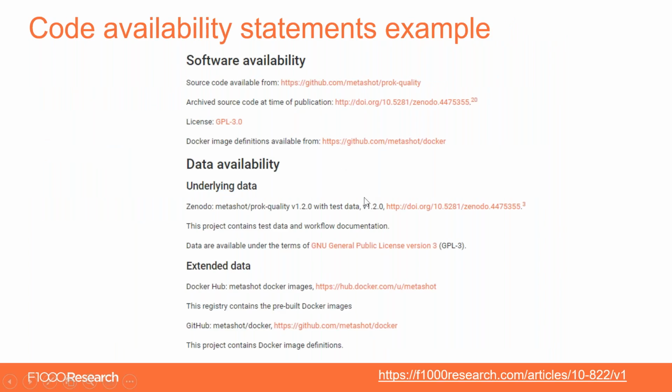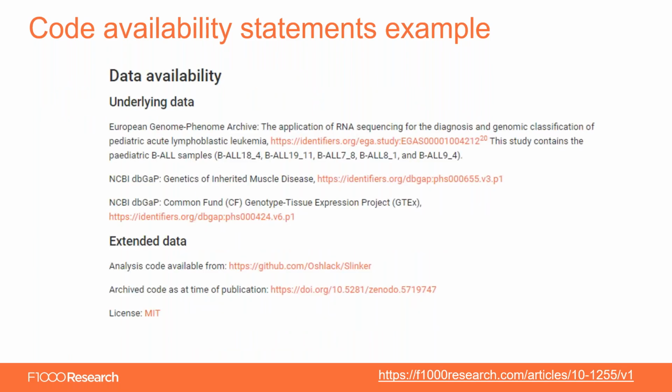Here's an example of a code availability statement. This would be a software tool article. You have the GitHub project and Zenodo archive links, the DOI on the archive line, the license, and then your underlying data and extended data. And here's an analysis code availability example. It's under extended data, and it's pretty much the same. You have the GitHub link, the archive DOI, and the license.